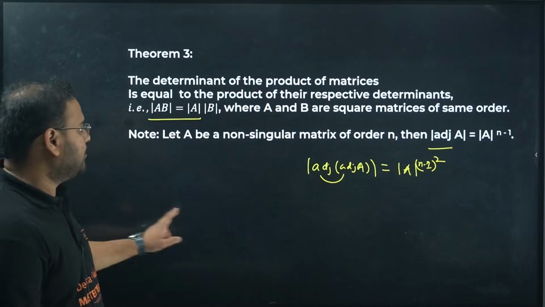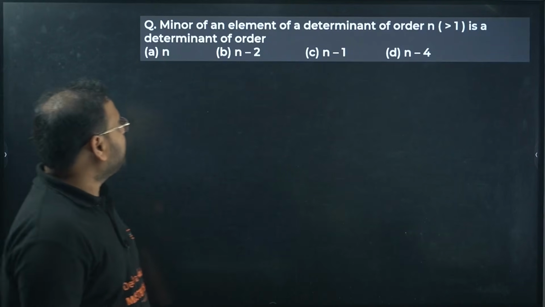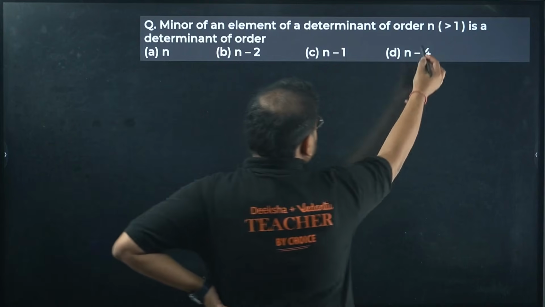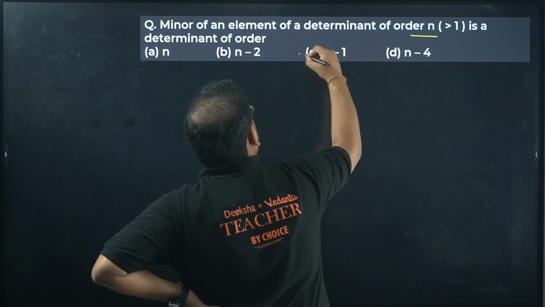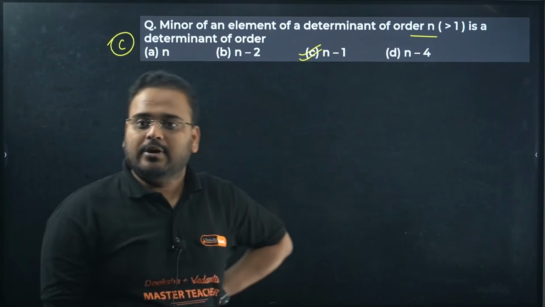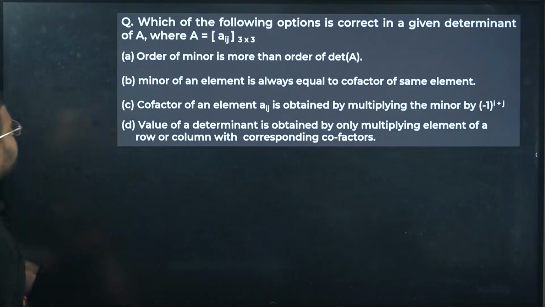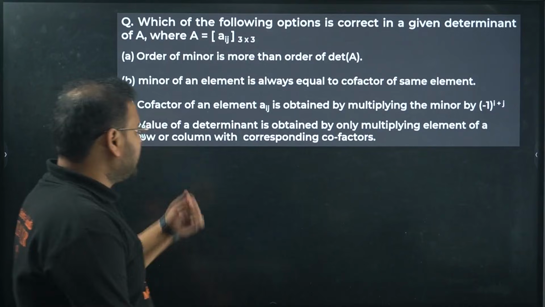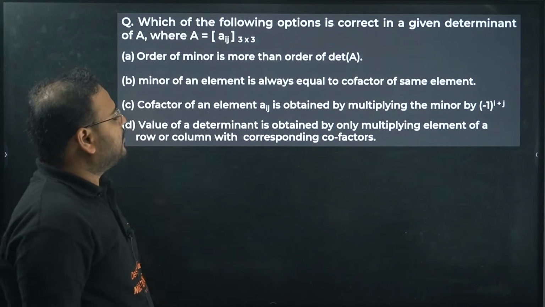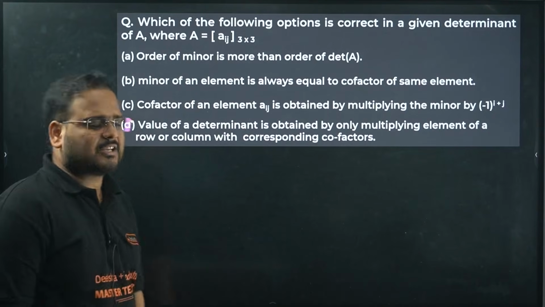Minor of an element of a determinant of order n: if the determinant order is n, then the minor order will be n minus 1. That was the definition, if you remember, I wrote that and explained it to you very clearly. Which of the following options is correct in a given determinant? Option A: order of minor is more than order of determinant. That's false, it's less actually.